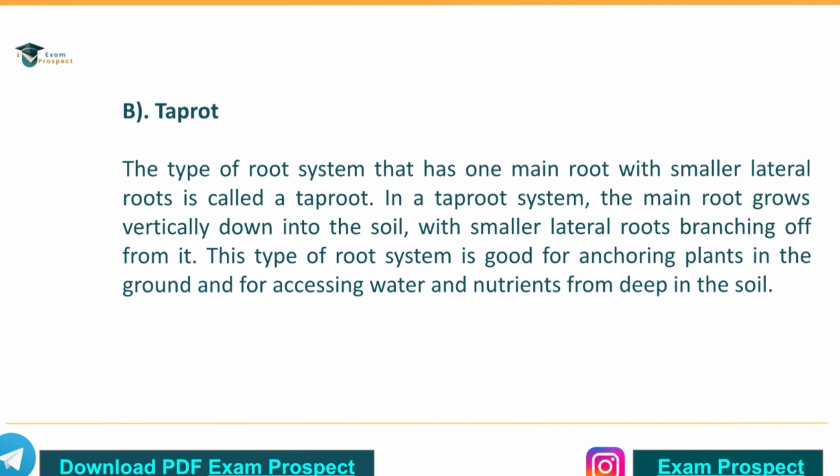In a taproot system, the main root grows vertically down into the soil, with smaller lateral roots branching off from it. And this type of root system is good for anchoring plants in the ground and for accessing water and nutrients from deep in the soil.